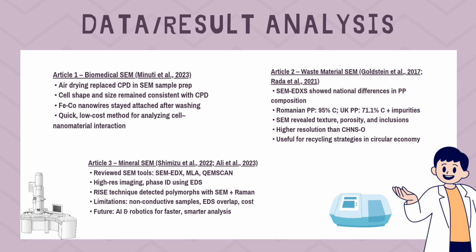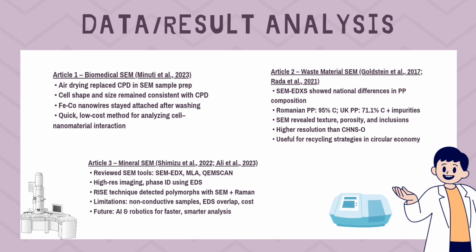The second article shows how SEM-EDXS was used to study plastic packaging waste from the UK, France, Italy, and Romania. It found big differences in elemental composition. Romanian PP had 95% carbon, while UK samples had 71.1% with extra elements like aluminium and calcium. SEM imaging showed surface changes, texture, and particle inclusions, which were analyzed using spot mode EDXS. Compared to CHNS analysis, SEM-EDXS offers better detail and accuracy. These findings highlight the need for improved recycling methods following circular economy ideas.